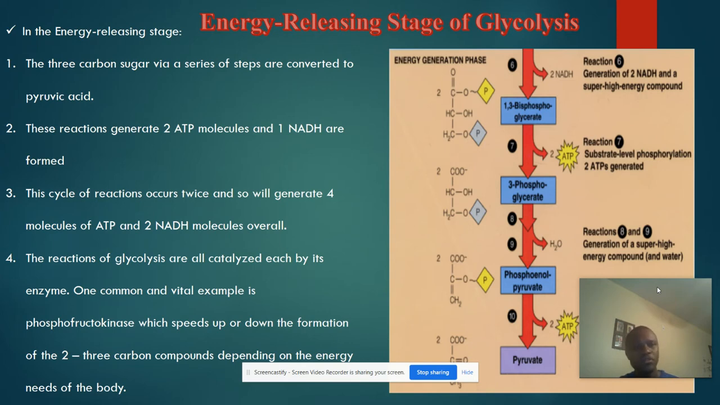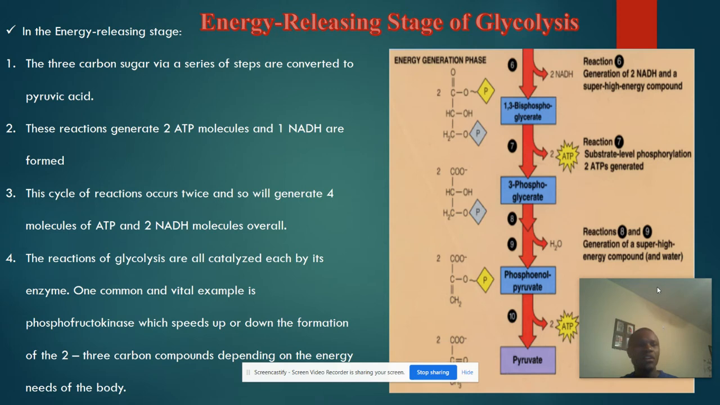Because we have two ATP molecules that are used during the energy requiring stage, and four ATP molecules that are produced during the energy releasing stage, a complete cycle of glycolysis leads to an overall gain of two ATP molecules.